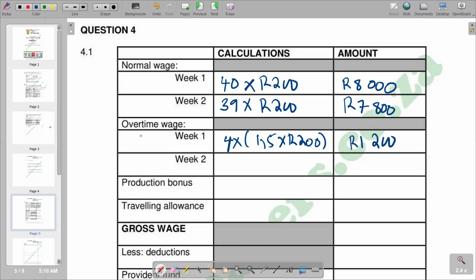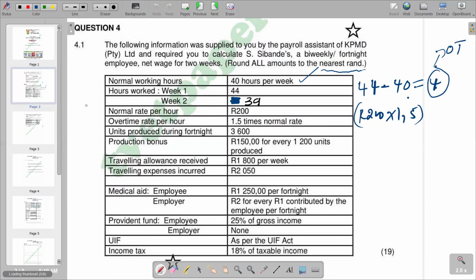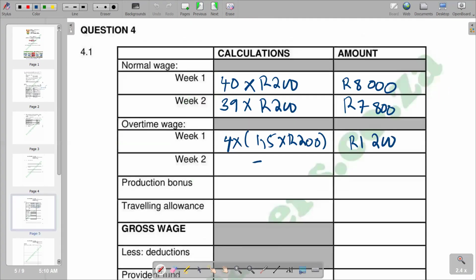Then we go to week 2 in terms of overtime. If you go to week 2, you see that the hours worked are actually less than normal working hours. So basically, we are saying there is no overtime. Overtime is 0, and there's nothing.